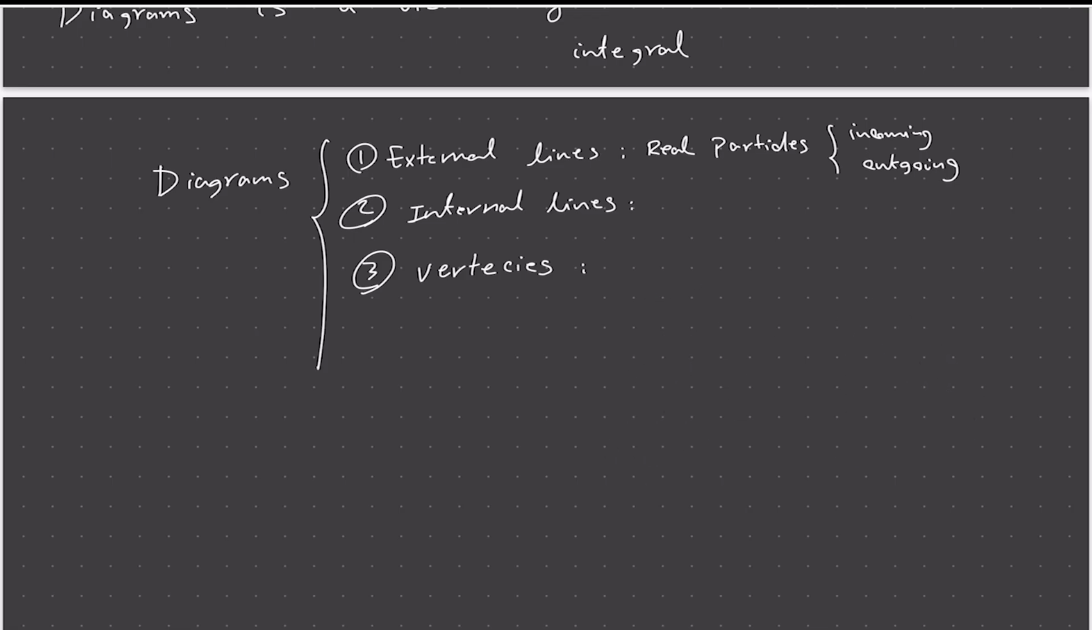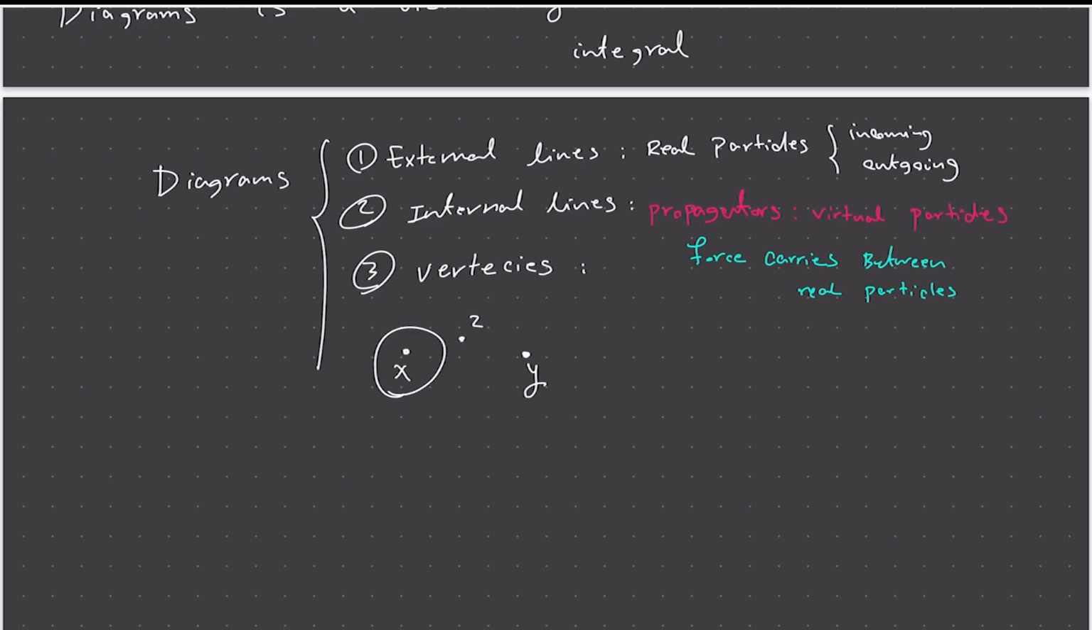Okay, so internal lines represent propagators. So these propagators correspond to virtual particles. These virtual particles can be force carriers between real particles. Okay, and then you have vertices. These vertices are basically x and y. So these vertices, sometimes you also have z, as we said, for all the possible diagrams.